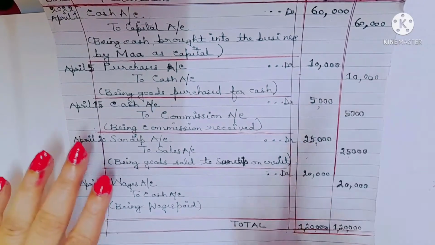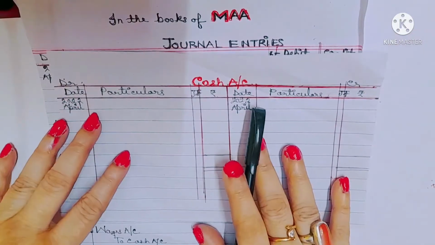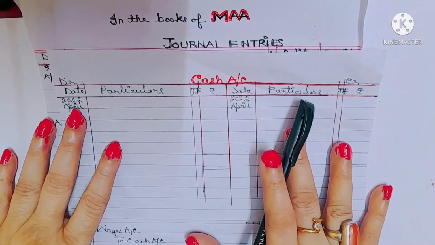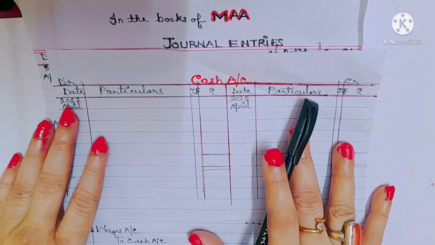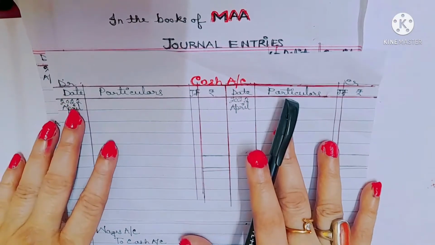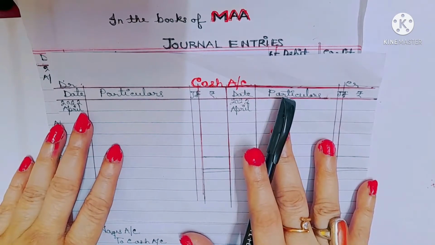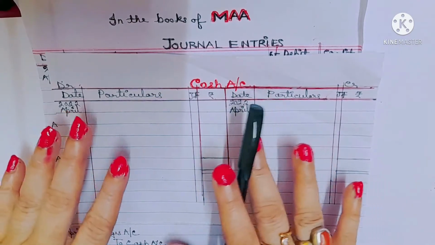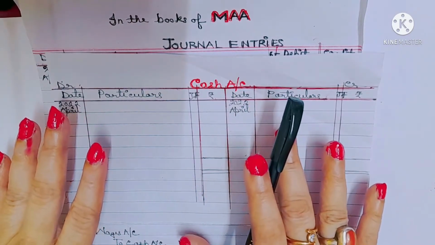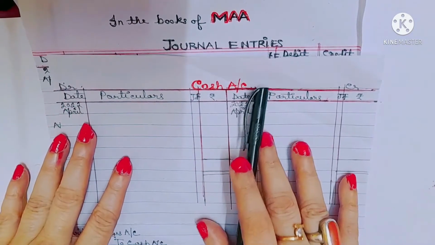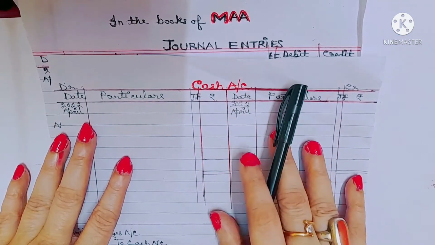Okay, let's do it. We will always start with the cash account. We'll always start with cash account because cash transactions are many, but other accounts don't have that many transactions, so that is why we always start with the cash account.